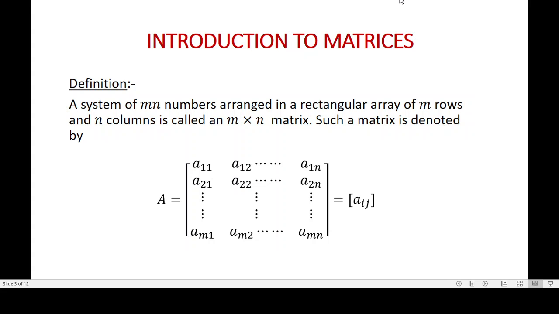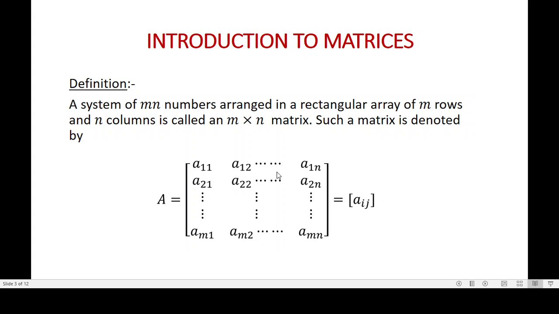Now, what is a matrix? A matrix is a system of m into n numbers arranged in a rectangular array of m rows and n columns, and this is called an m cross n matrix. Such a matrix is denoted by capital A, which is equal to a11, a12, ..., a1n, a21, a22, ..., a2n. The mth row elements are am1, am2, ..., amn. Usually matrices are denoted by capital letters.